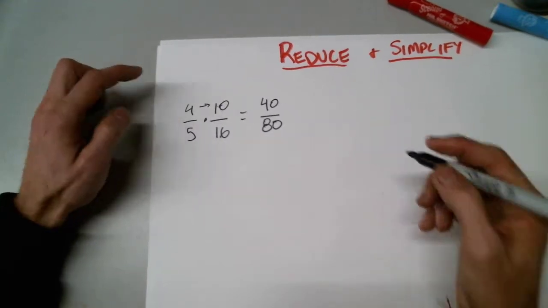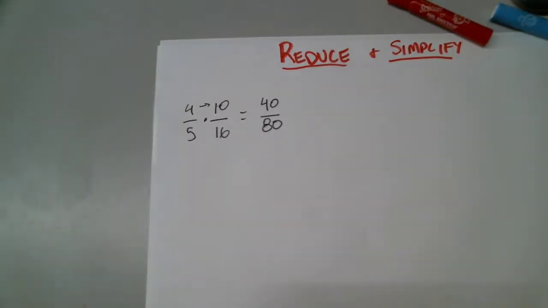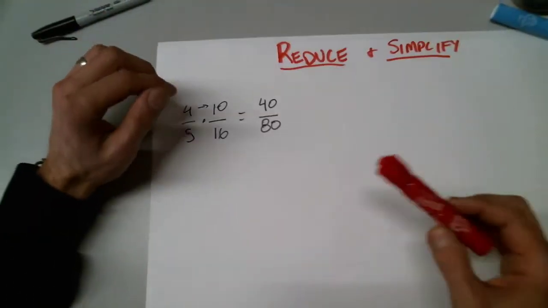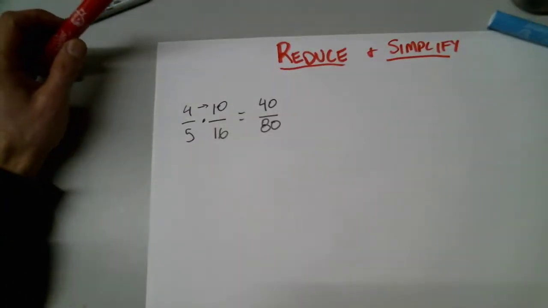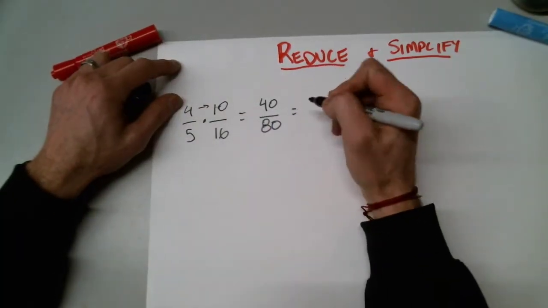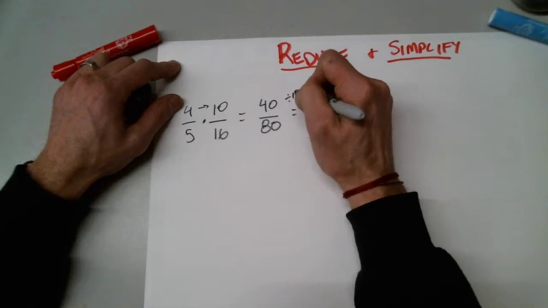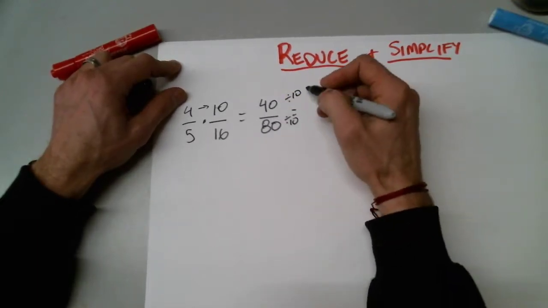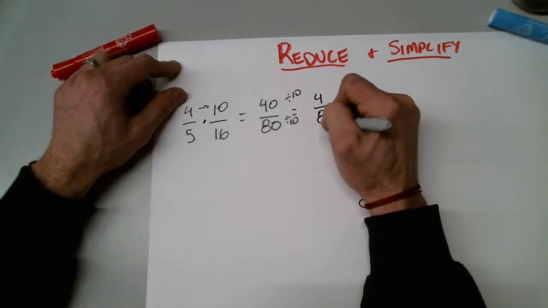Okay, now as we talked a little bit in the last video, 40 over 80 is the answer. However, we know we can reduce this by more. So remember, there's a couple quick ways you can do it. Some will take longer than others. If I divide both by 10, we look for something that goes into the top that also goes into the bottom. This gives me 4 over 8.